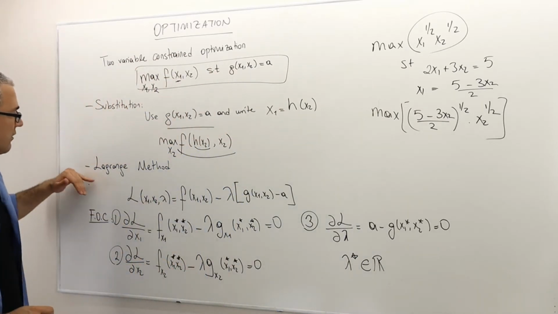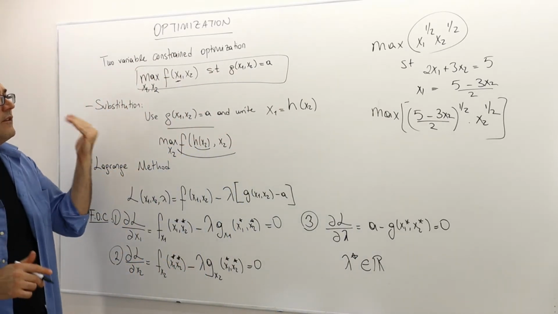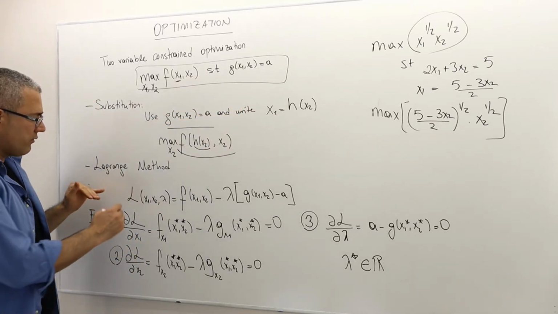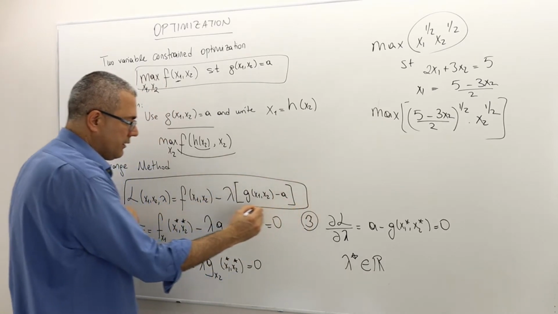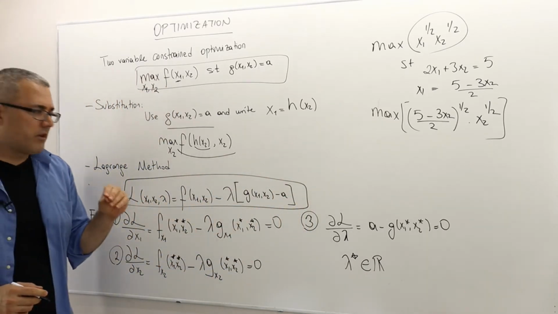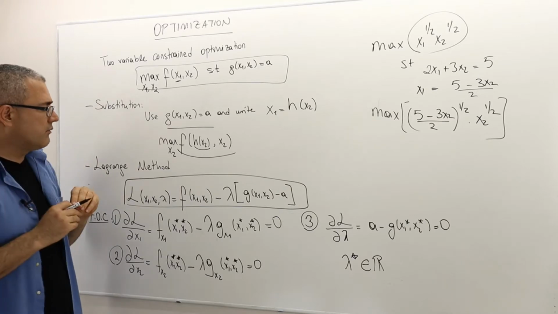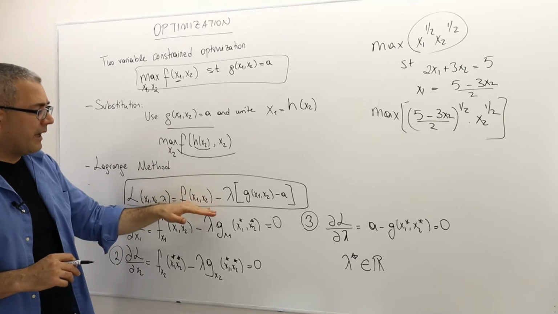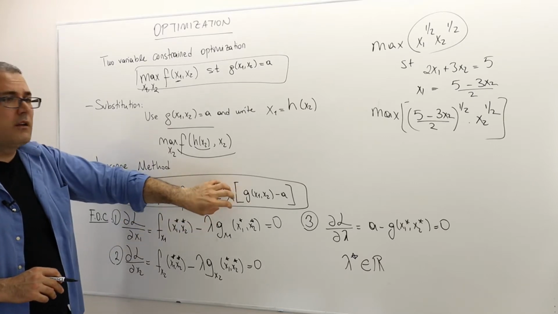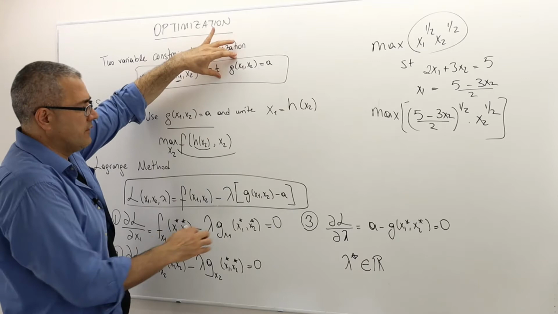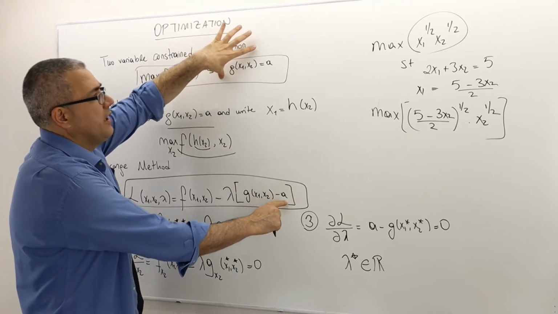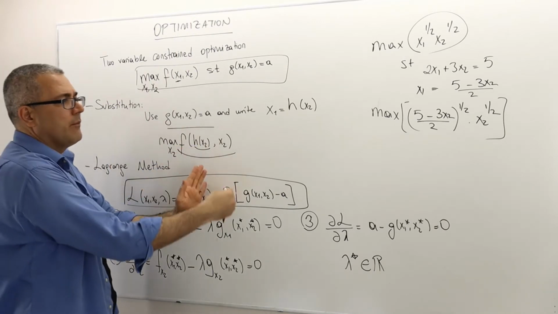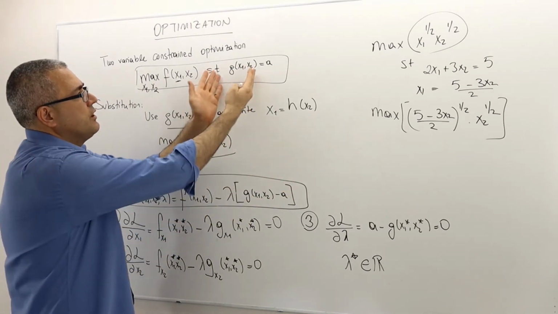Sorry. So the Lagrange method: if you can't write x1 as a function of x2, what you can do is write the Lagrangian, all right? So what is the Lagrangian? How do we construct the Lagrangian? First your objective function f(x1, x2), minus some lambda times your constraint, g(x1, x2) minus a. All right, that's always how we write it: objective function minus lambda times your constraint, g minus a.